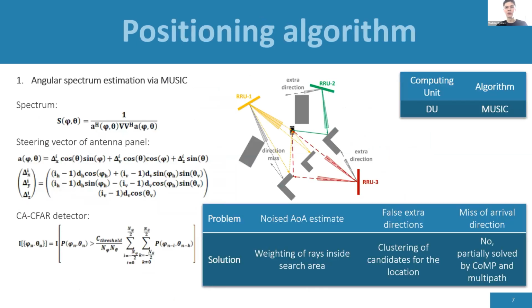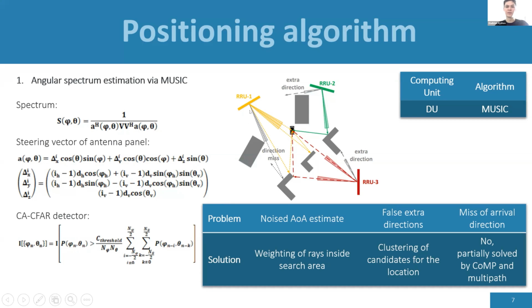The positioning algorithm starts from angular spectrum estimation. It's based on the MUSIC algorithm, and it has the following formula for angular spectrum estimation, and the steering vector of the antenna panel is presented here. After we estimated the spectrum, we use a cell averaging constant false alarm rate detector and find two rays, two angles per each ray.